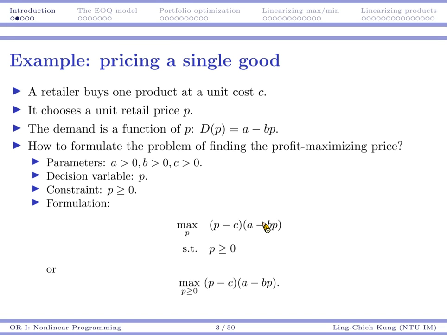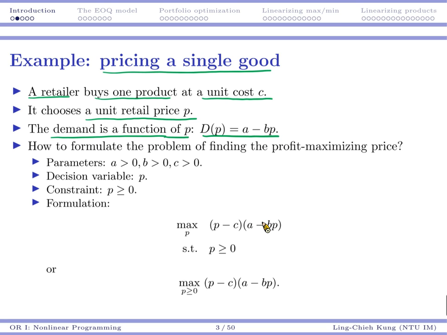Okay, so let's see some very brief examples. In many cases, we want to price our products. So for example, suppose there's a retailer. The retailer is buying one product at a cost which is C. So you'd pay $5 to get one product, $10 to get another one. And then the retailer needs to decide a unit retail price, which is P. Once I do that, the demand would be given as a function of P in this way.